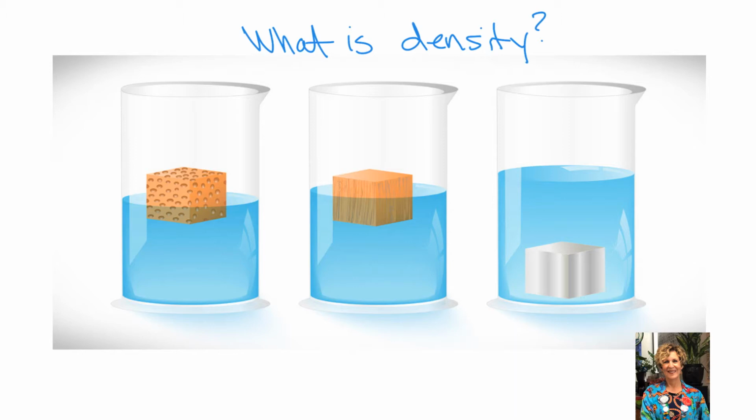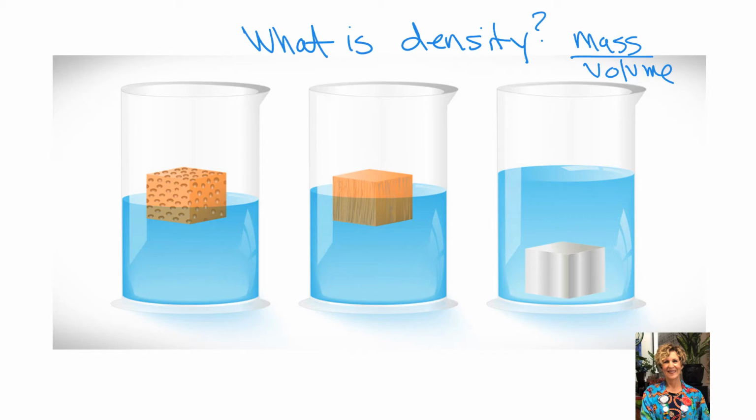You may have even remembered density from working with it when you were in middle school, but density is a double unit. So it's the mass of something per volume, right? The mass of something per volume. So it's a double unit, like miles per hour.